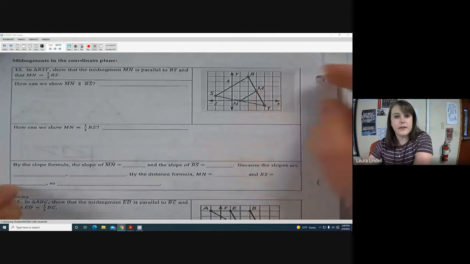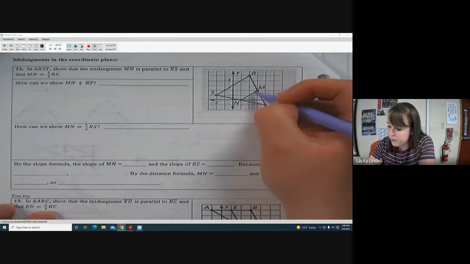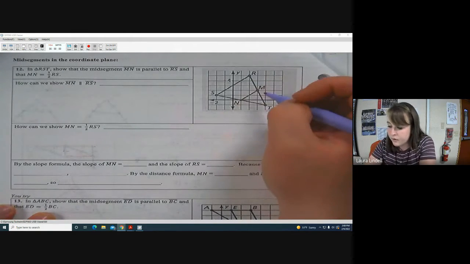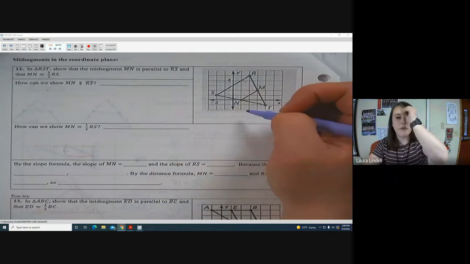So if we look at these in the coordinate plane, you can show that the two lines are parallel to one another, that the midsegment is parallel to the opposite side. And you can also show that this length is half of the length of the opposite side. And there's a couple different ways to do this.